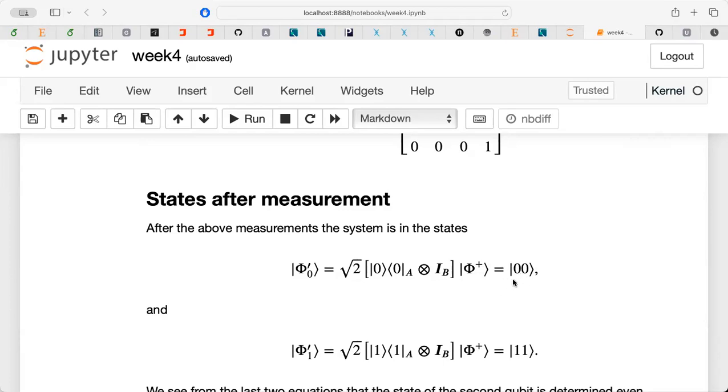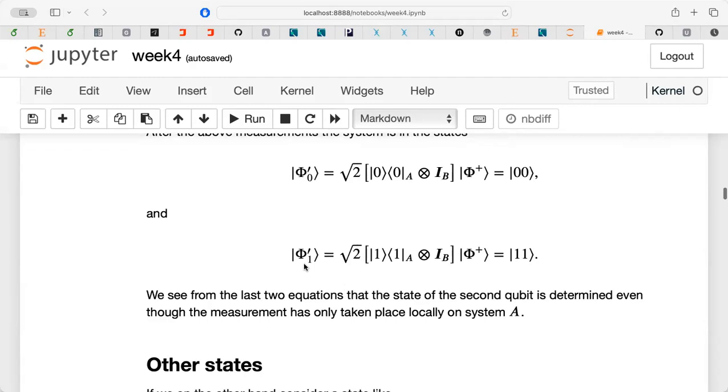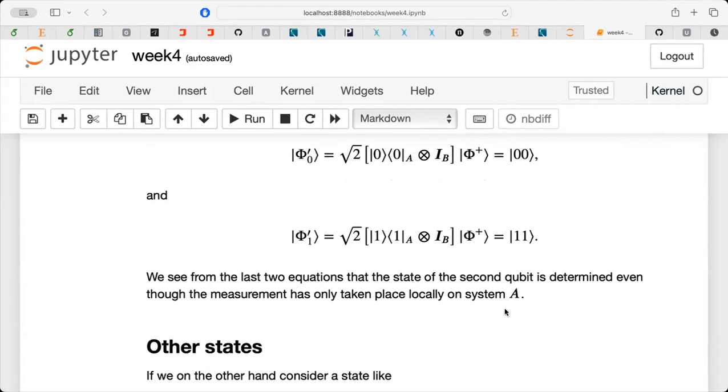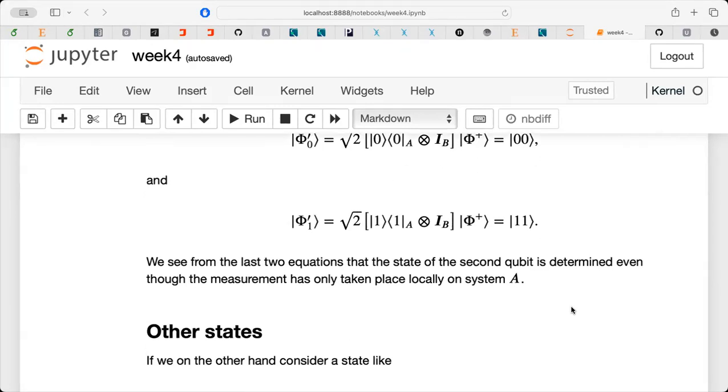So that means we did a measurement on state 0 of the subsystem A, and then we know exactly that the system B is also in qubit 0. And similarly, if we make a measurement on 1, we know what the other system is. So you see from these equations that the state of the second qubit is determined even though the measurement has only taken place locally on system A.